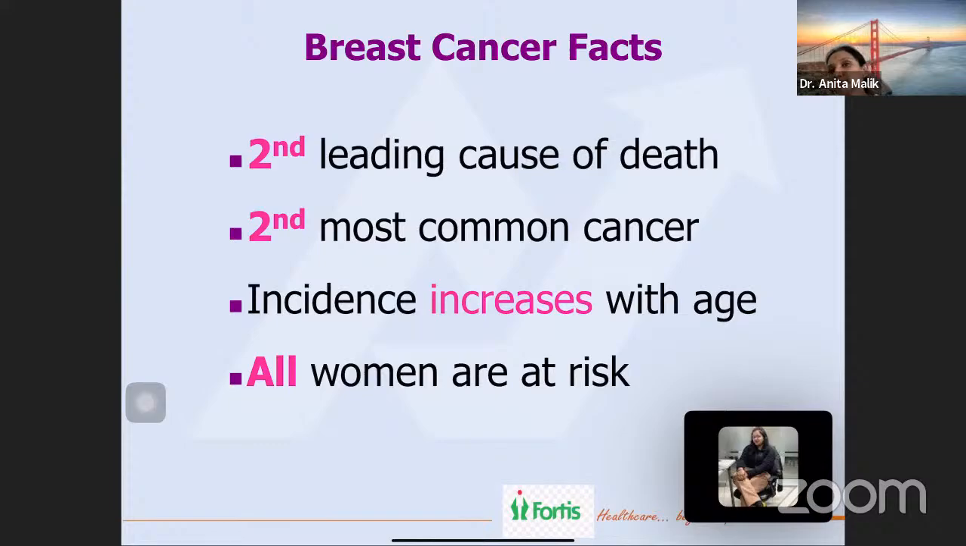Talking about breast cancer, this is the most common cancer in females, and overall the second leading cause of cancer death worldwide. The incidence is such that in every 8 females, one is going to have this cancer, because there is a lifetime risk, and the incidence is increasing. It is known to be a cancer of elderly females, but now we are seeing young patients too.